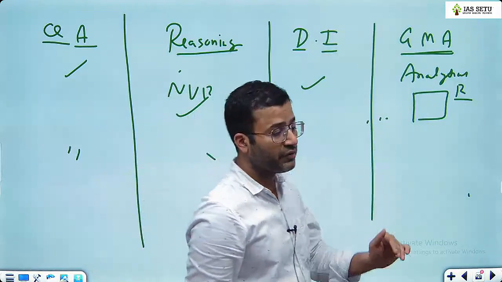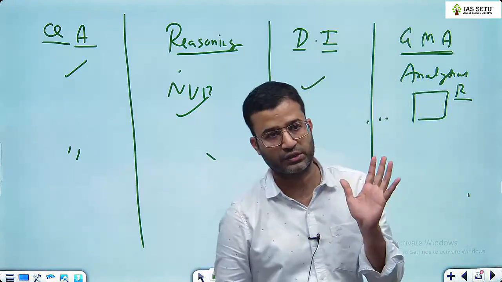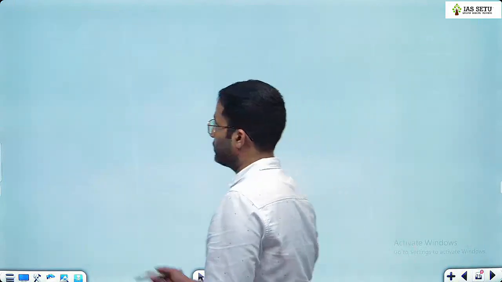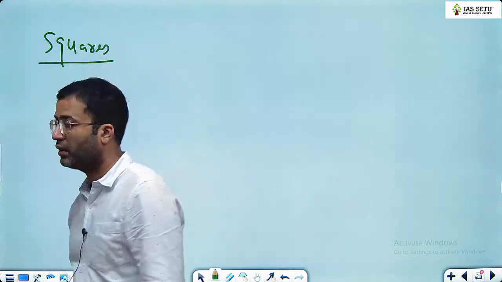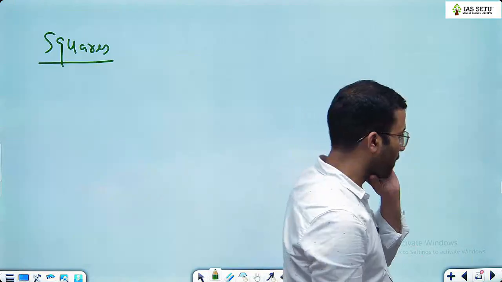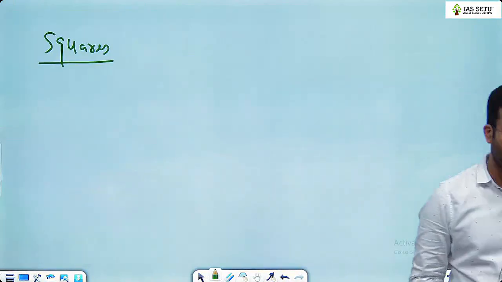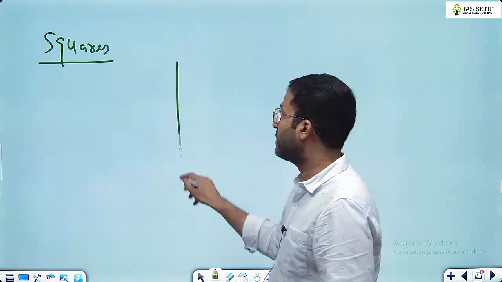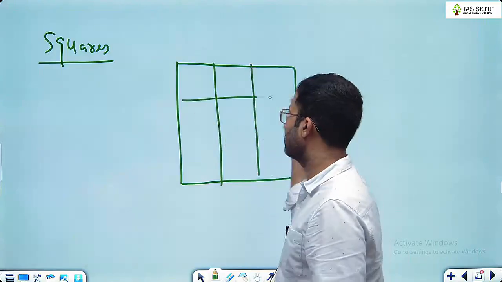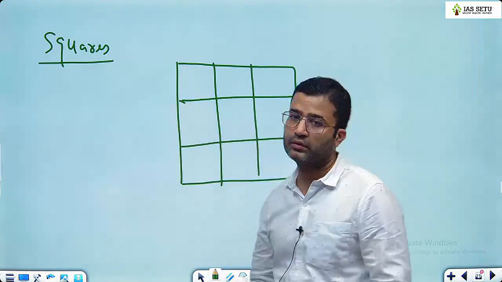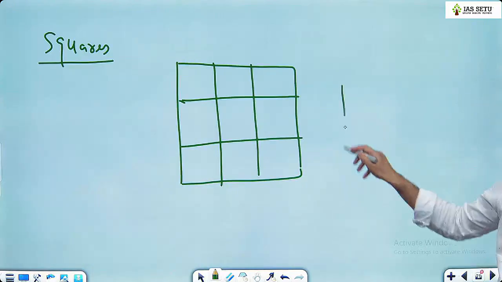What we do in GMA, we start with the square, rectangle, triangle, parallelogram, rhombus, this type of figures. First, we start with squares. Number of squares asked. Like here in a given figure, how many squares are there? So they give this type of figure. In the given figure, they ask how many squares are there, or they may give any other figures like this.